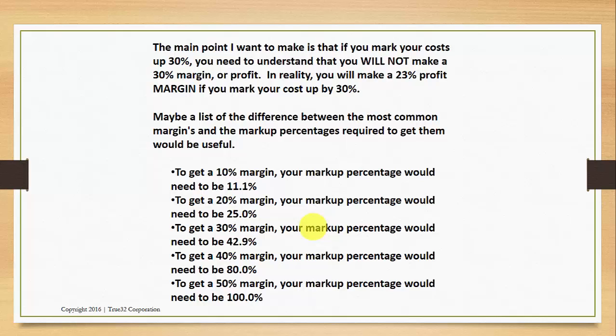Maybe a list of the differences between the most common margins and the markup percentages required to get them would be useful. So if you marked up your job by 11.1%, you would only get a 10% margin, and watch how this grows as the numbers get larger. If you marked your job up 25%, then you would only earn a 20% margin. If you marked your job up 42.9%, then you would earn a 30% margin. If you marked your job up 80%, you would only earn a 40% margin. And then, of course, the largest case here is the biggest difference. If you marked your job up a full 100%, you would earn a 50% margin. And that should be very telling there.